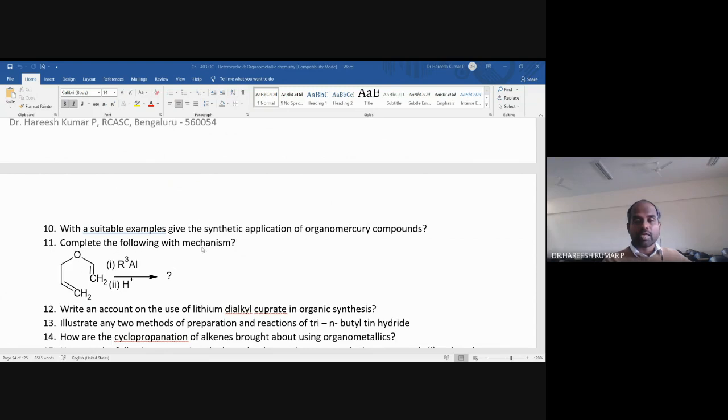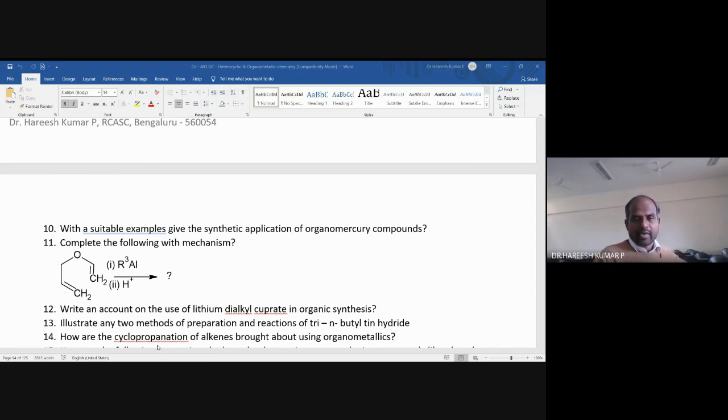Complete the following with mechanism. Here there are two double bonds, this is one double bond, this is another double bond. Only one double bond is attacked by R3 as well as aluminum. It's an example of carboalumination. R3 will add to one carbon atom, and aluminum will add to the terminal carbon atom. Then on treatment with H plus, aluminum is replaced with H. That's what you can mention as the product, and you can also write the mechanism.